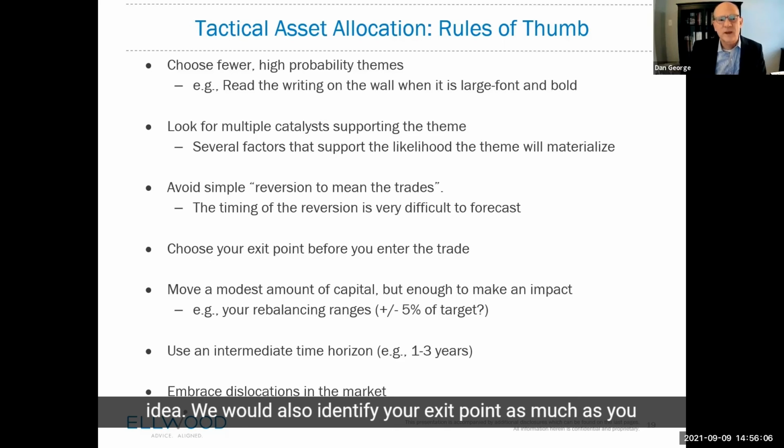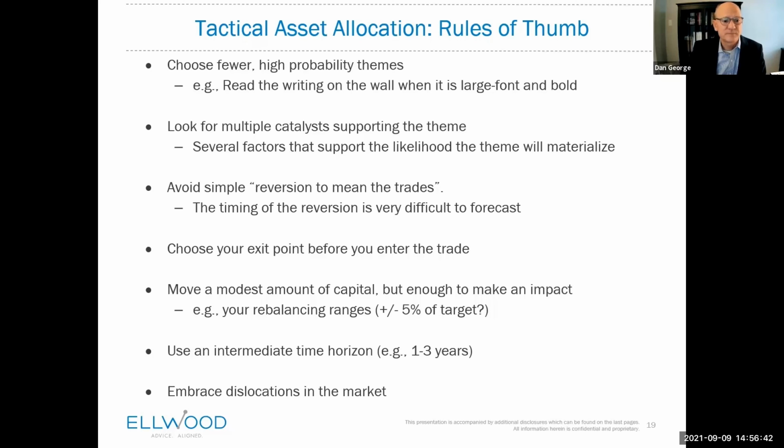We would also identify your exit point as much as you can before you enter the trade. If you think one asset class has the opportunity to outperform another by 10 percentage points or 5 percentage points, well, when you reach that level, think seriously about exiting that trade, and you may just follow the practice of exiting whenever you hit that exit point. This helps us avoid giving back the value added we earned by being right initially by watching the trade go kind of round trip against us as the value dissipates.